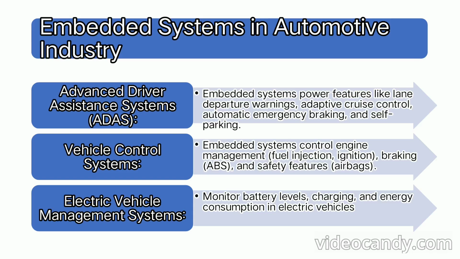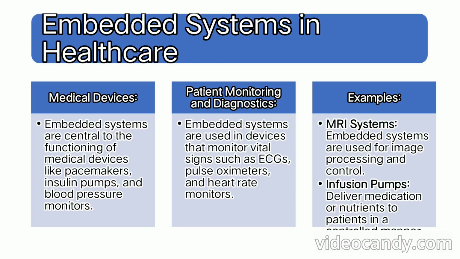airbags. In electric vehicle management systems, there is motor monitoring, battery monitoring, the level of battery charging and discharging, and the energy consumption in electric vehicles. Like that, we can use embedded systems in electric vehicle management systems.